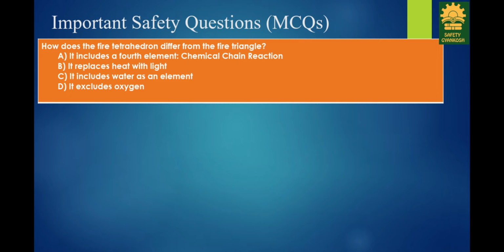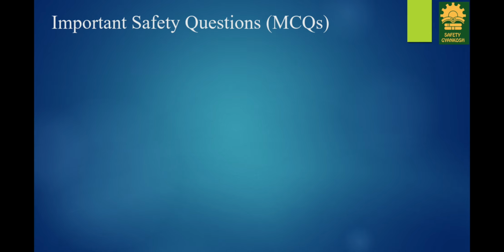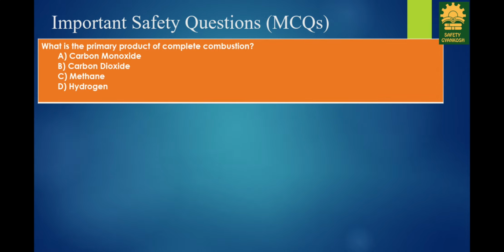See, fire tetrahedron. Tetrahedron means any structure having 4 sides. So fire triangle has 3 and fire tetrahedron has 4. The answer is A, it includes a 4th element, chemical chain reaction. Apart from fuel, oxygen and heat, the 4th element is chemical chain reaction. Once the fire has started, it has formed a chain reaction, then fire will continue to burn until the raw materials are exhausted. So the correct answer is chemical chain reaction. Let's move on to the next question.